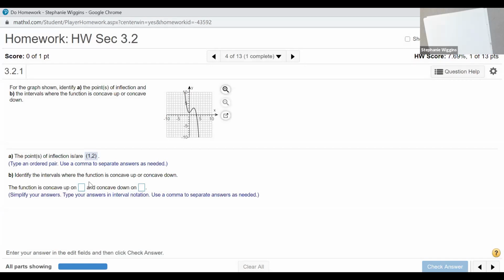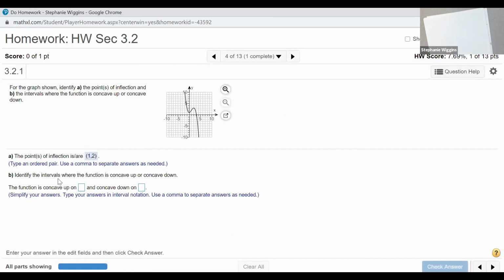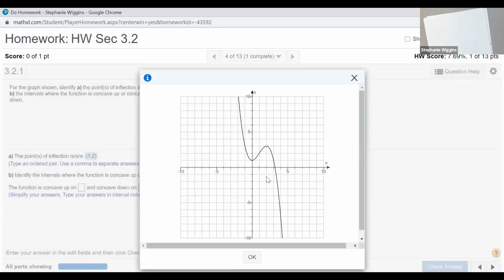Now it says identify the intervals where the function is concave up or concave down. So the inflection point is kind of the dividing point. And remember, when we're looking for intervals, it says, look at part B. Let me go back to part B here. Look at this keyword here, where. That keyword tells you, look at the x-axis. So when I identify this point, this is where the concavity changes, but I'm not concerned about the 2, right? That's the y value. I'm concerned about the x value. So I'm going to bring it down here to the x-axis, and we are at x equal 1.